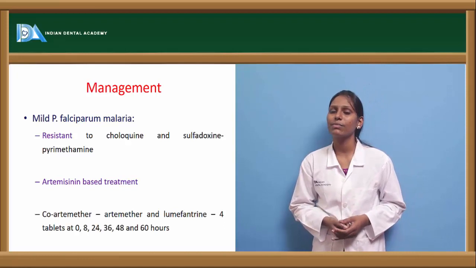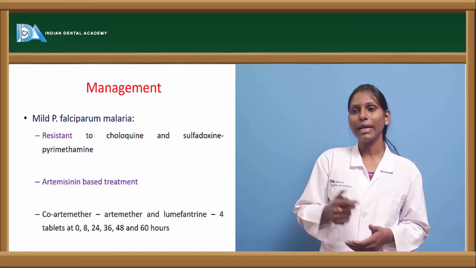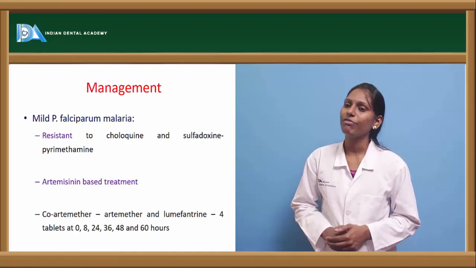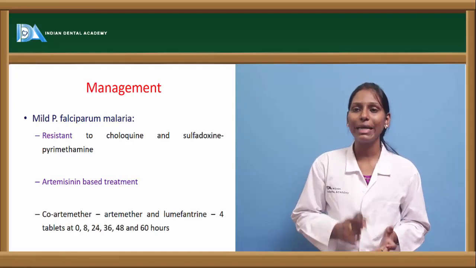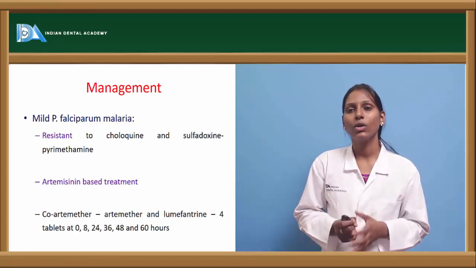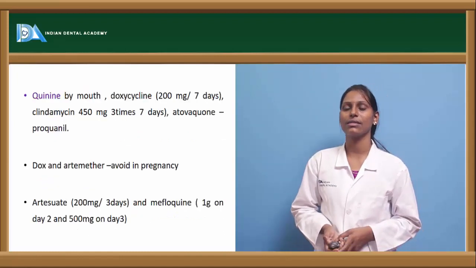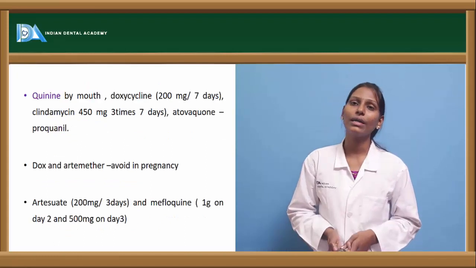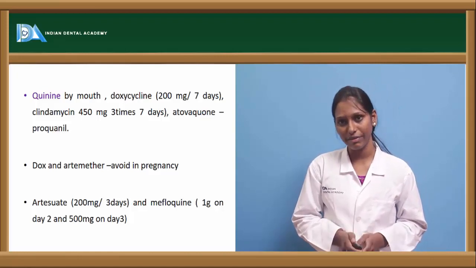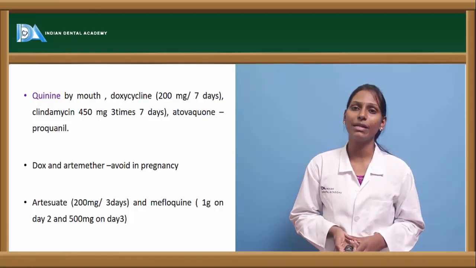So in case of mild Plasmodium falciparum malaria, artemisinin based treatment is being followed nowadays. Here, co-artemether, which includes artemether and lumefantrine, is given as 4 tablets at 0, 8, 24, 36, 48 and 60 hours. In these cases, malaria can be cured. Quinine by mouth, with doxycycline 200 mg for 7 days, or clindamycin 450 mg 3 times daily for 7 days, can also be helpful in treating mild Plasmodium falciparum malaria.